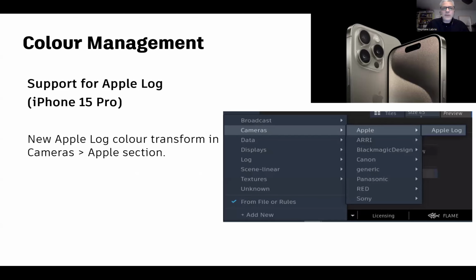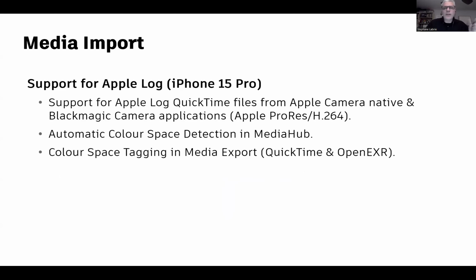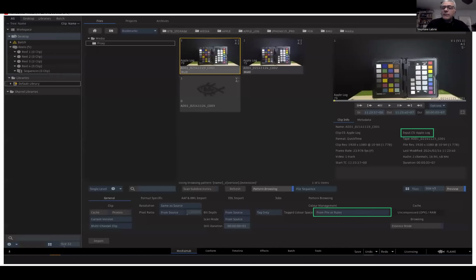So in the 2025 release, we've added support for the Apple Log color space. That means you're going to be able to automatically browse the content within Media Hub, because we support the QuickTime files from the native Apple camera and also the Blackmagic camera application in ProRes or H.264. So automatic tagging is available. And also when you export files as QuickTime or OpenEXR, you're going to get this as well. So you're going to be able to move Apple Log to the various color spaces like ACES, do your VFX finishing, and deliver your product with ease.